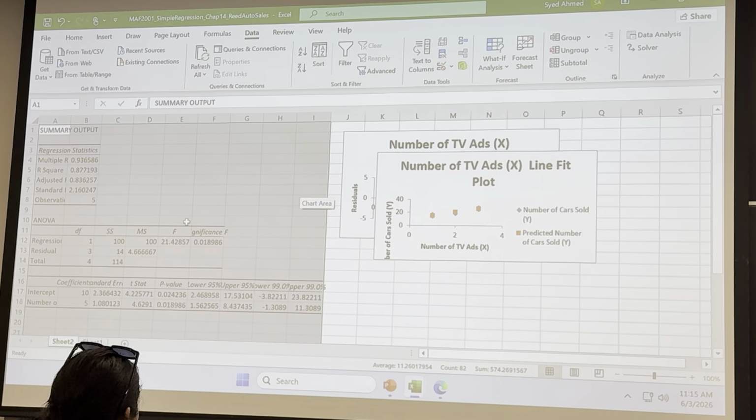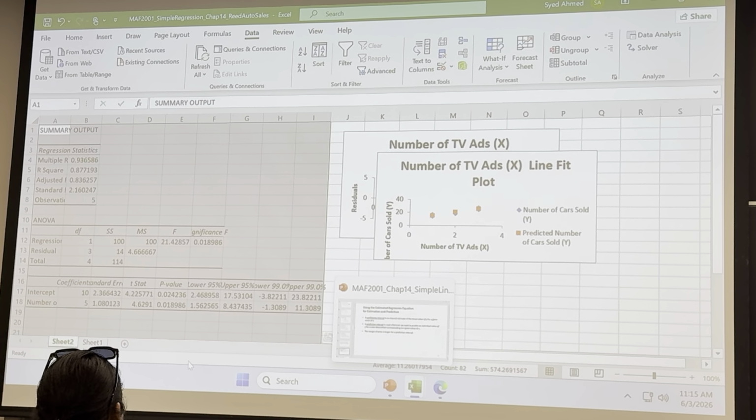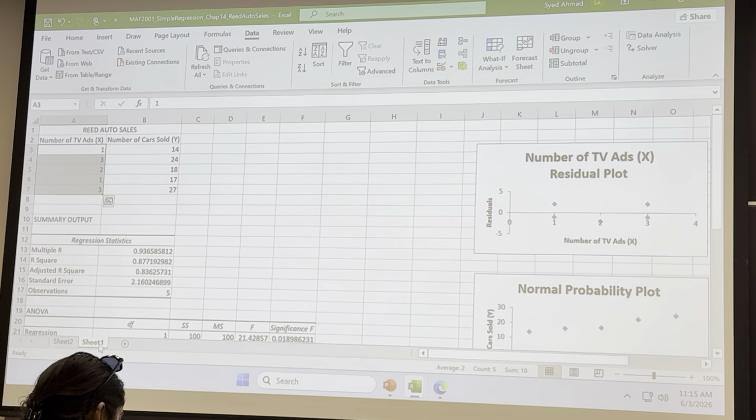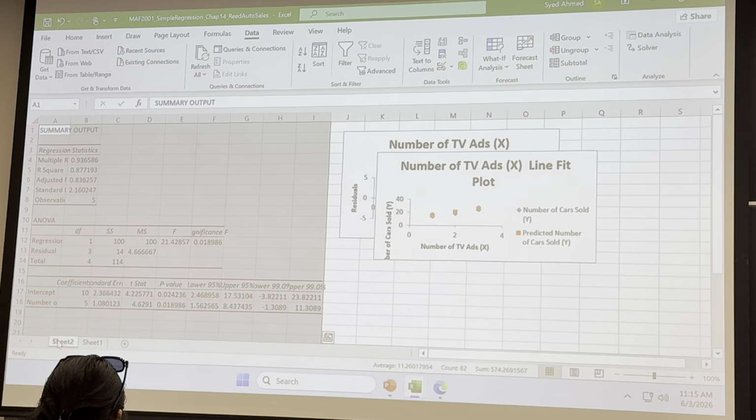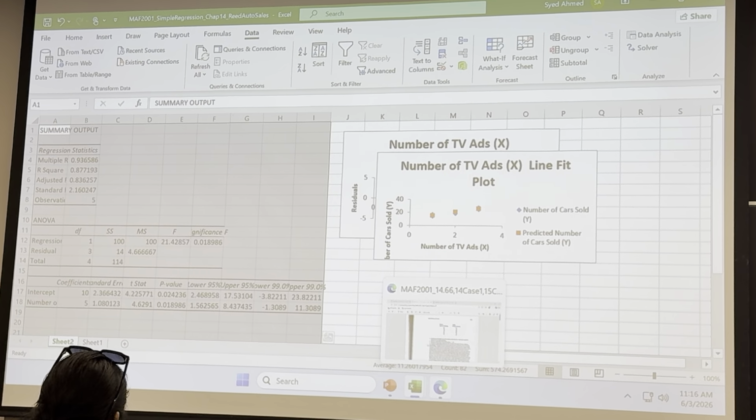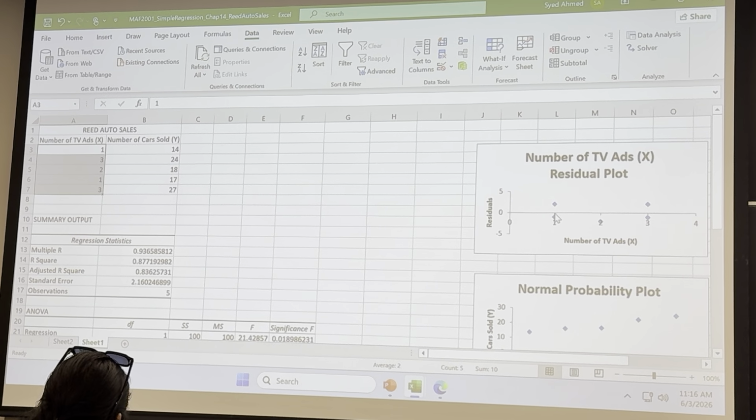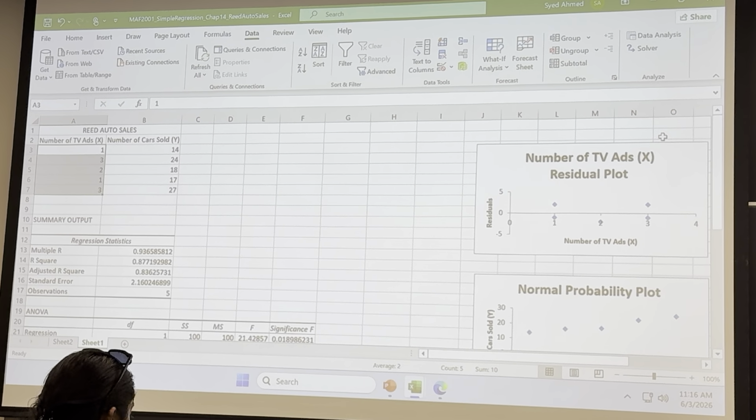Now, I just showed you how to get it, but I'm going to go back to my original one because I cleaned it. It's exactly the same. So you have the same output, you got it? So here is your data.